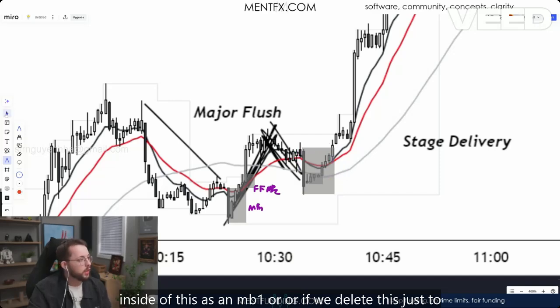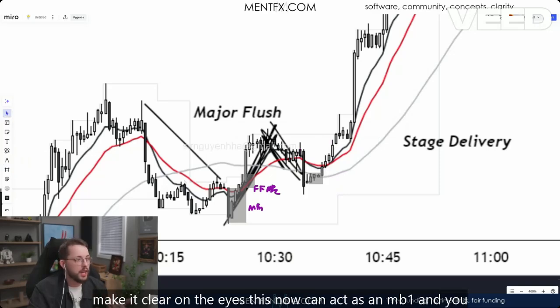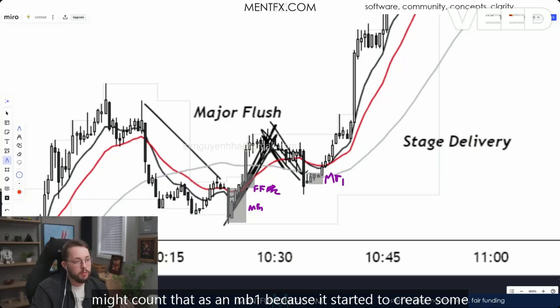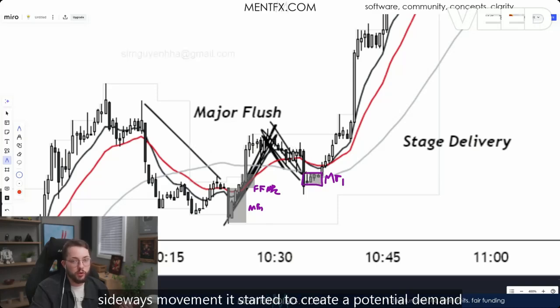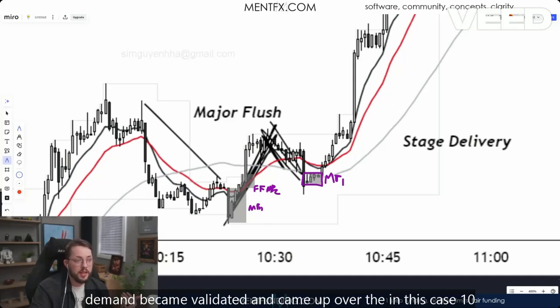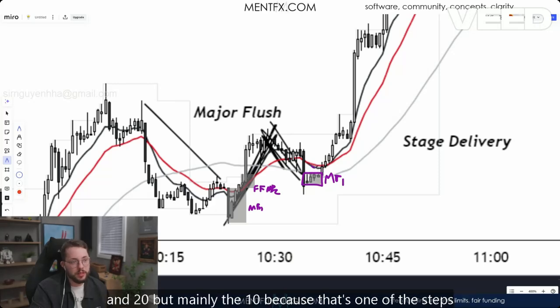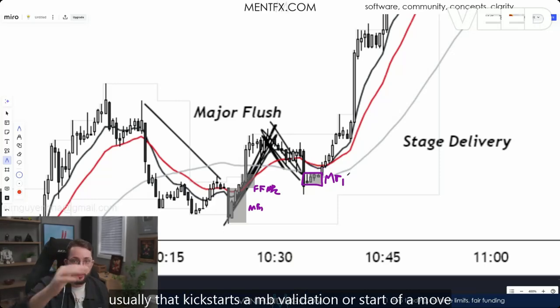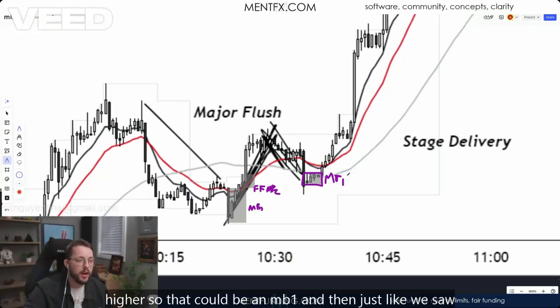Or if we delete this, just to make it clear on the eyes, this now can act as an MB1. And you might count that as an MB1 because it started to create some sideways movement. It started to create a potential demand. Demand became validated and came up over the, in this case, 10 and 20, but mainly the 10, because that's one of the steps usually that kickstarts a MB validation or start of a move higher.